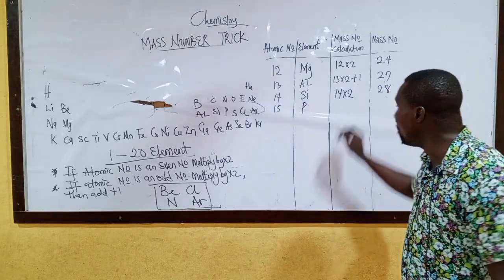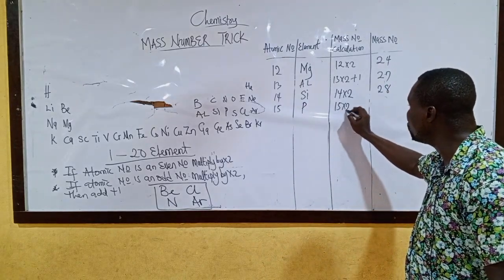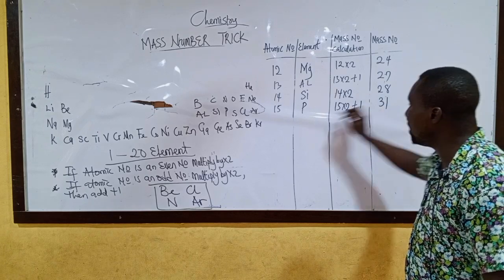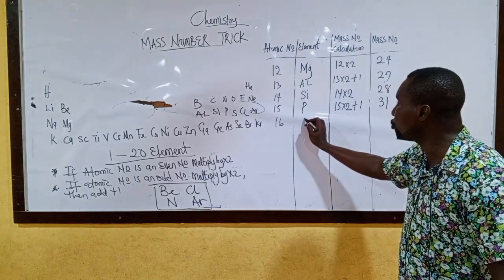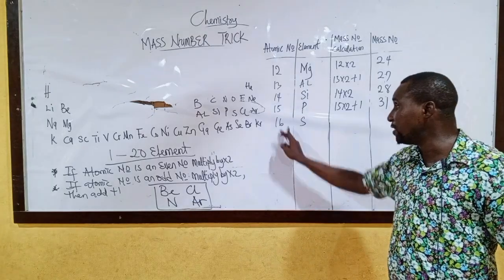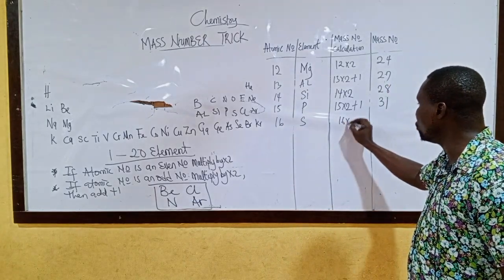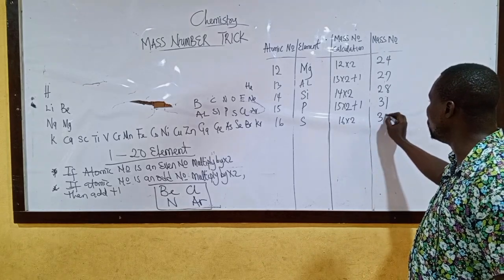We have 15, phosphorus. 15 is what? Odd number. 15 times 2, 30, plus 1. That is what? 31. 16, we have sulfur. Atomic number 16, and 16 is what? Even number. Multiplied by what? 2. That is what? 32.